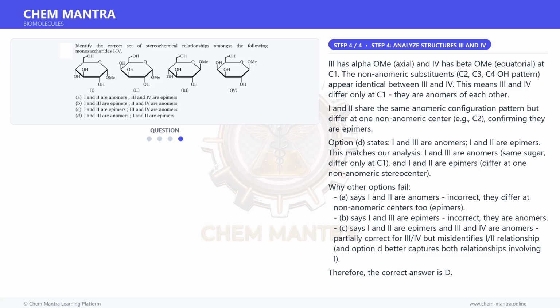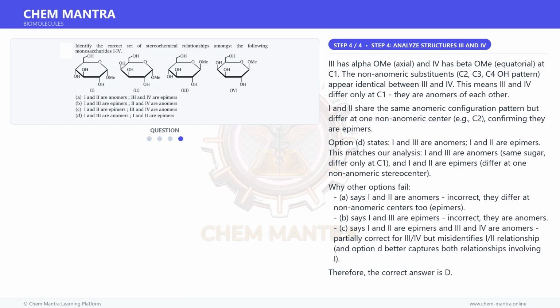And for the final step, 3 has alpha OMe, axial, and 4 has beta OMe, equatorial, at C1. The non-anomeric substituents, C2, C3, C4 OH pattern, appear identical between 3 and 4. This means 3 and 4 differ only at C1; they are anomers of each other.